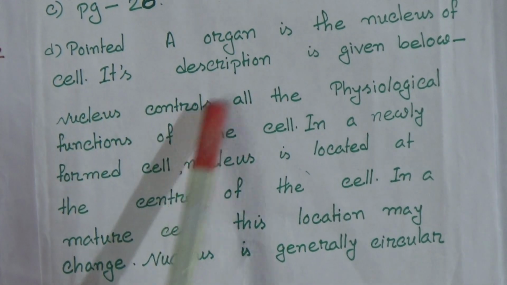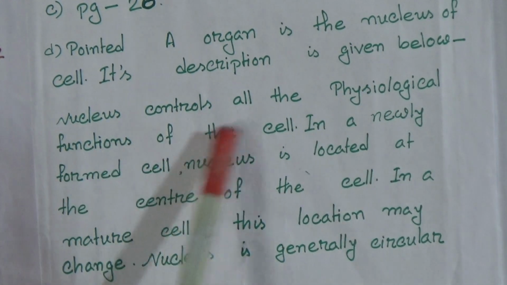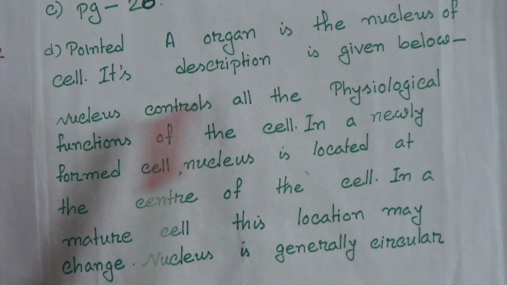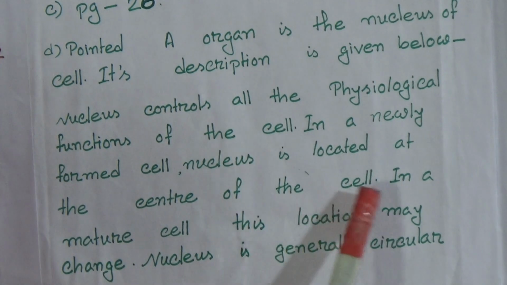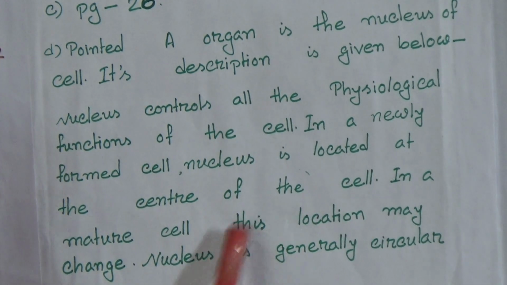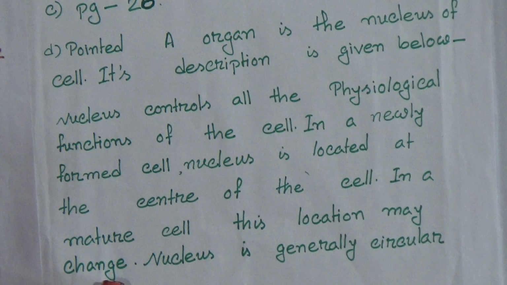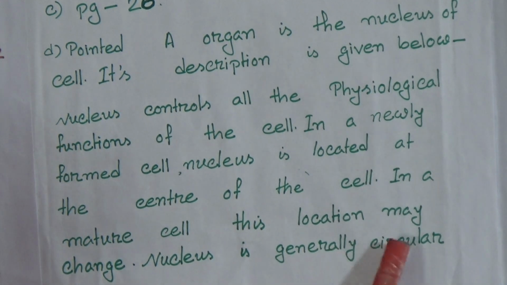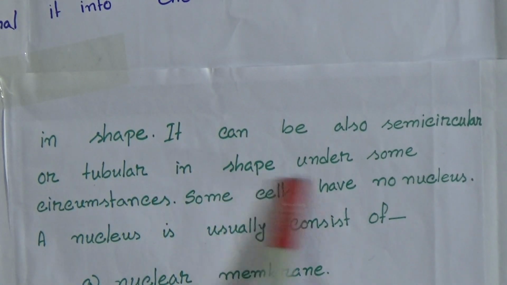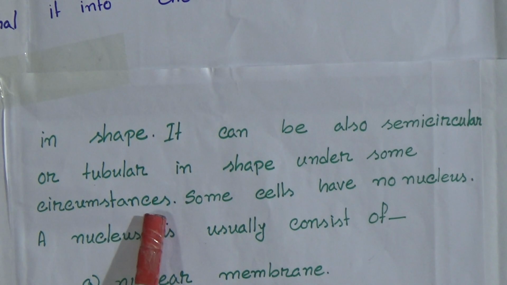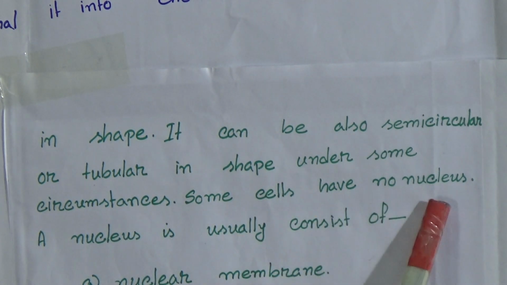The nucleus controls all the physiological functions of the cell. In a newly formed cell, the nucleus is located at the center of the cell. In a mature cell, this location may change. The nucleus is generally circular in shape. It can also be semicircular or tubular in shape under some circumstances. Some cells have no nucleus.